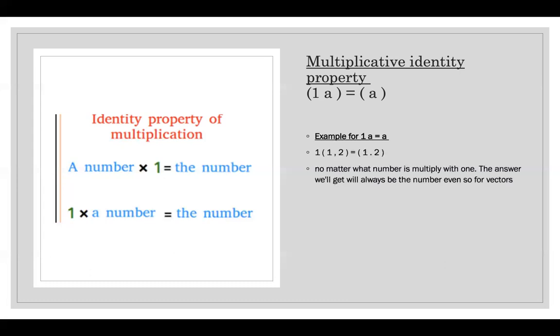This is the proof that the answer we got is the same, because 1 multiplied by any number or any vector will be the same vector or number. And that's it. We are done with our property section.